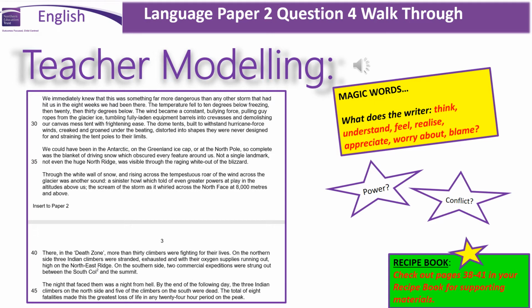In the final paragraph, he refers to this night as the night from hell, illustrating that this is the worst night as a climber that he has ever experienced. And the mention of 3 Indian climbers on the north side and 5 of the climbers on the south side were dead shows us that he is grieving for a loss of life, and at the same time he's appreciating the complete power of nature, but he's mourning the loss that he's experienced.